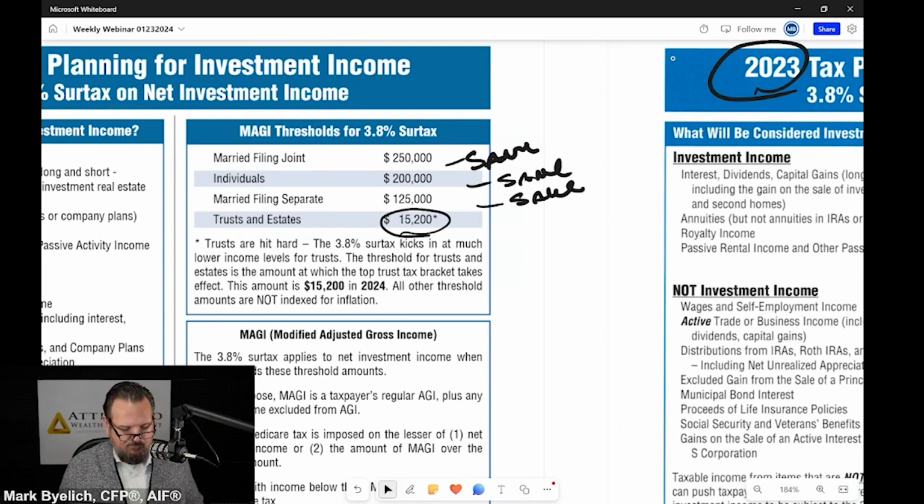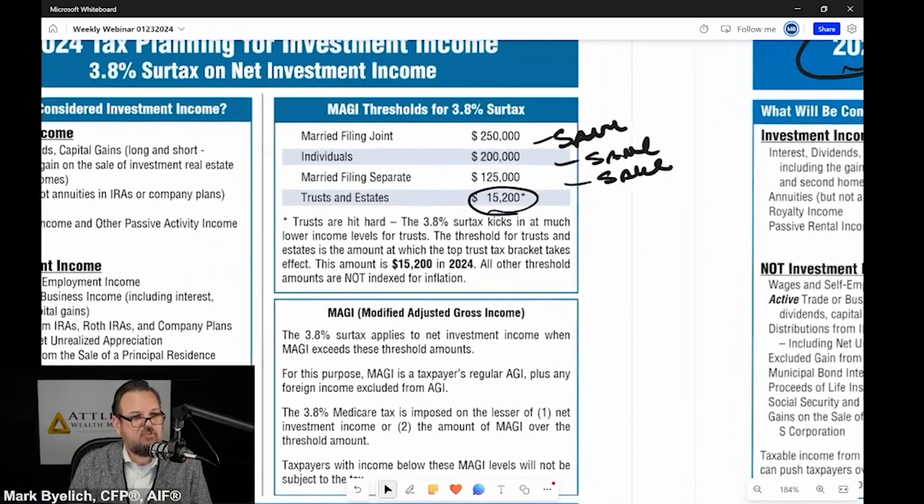What does that mean for you? That actually means that more people are going to be subjected to the 3.8% surcharge, because the triggering incomes haven't gone up one iota other than for trusts. And I don't know how many people the trust part affects, but it's much, much less than the individuals.